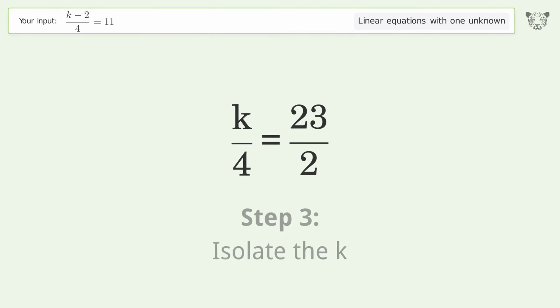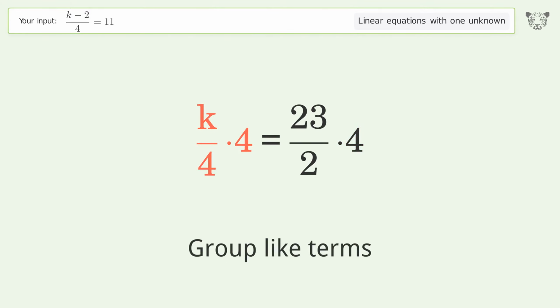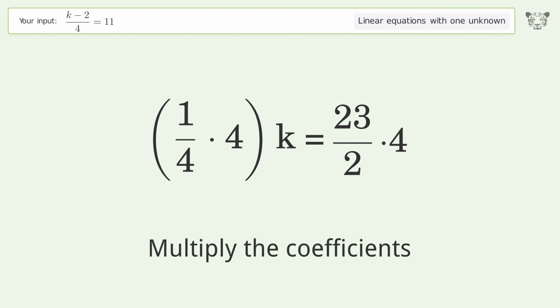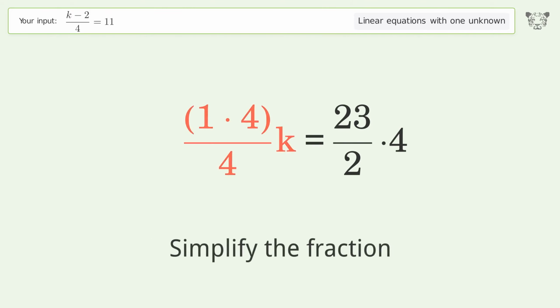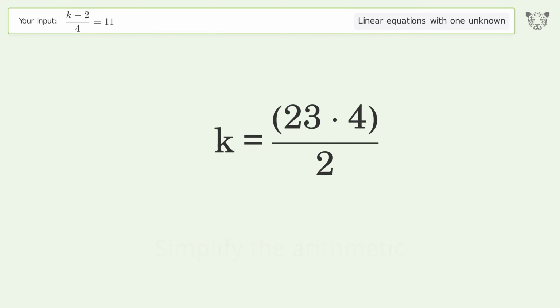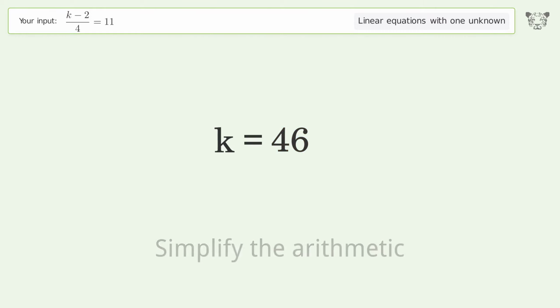Isolate the k. Multiply both sides by 4. Group like terms. Multiply the coefficients. Simplify the fraction. Multiply the fractions. Simplify the arithmetic. And so the final result is k equals 46.